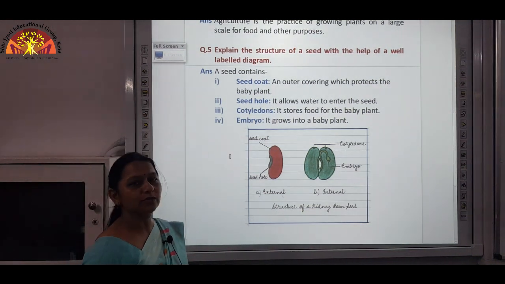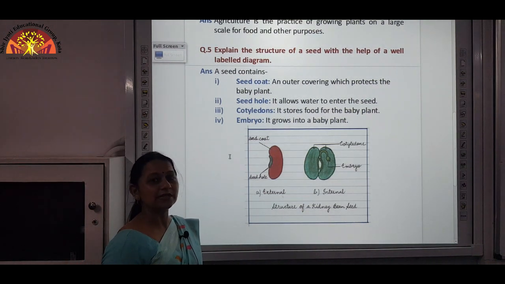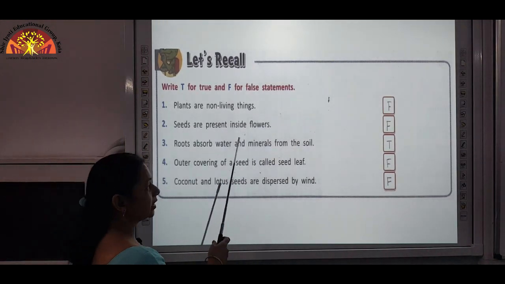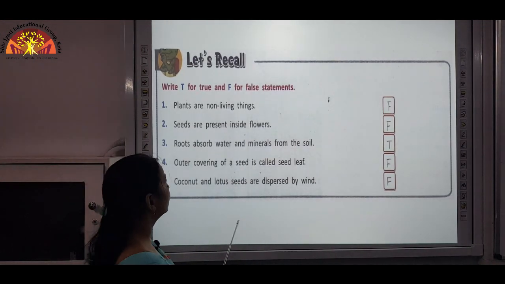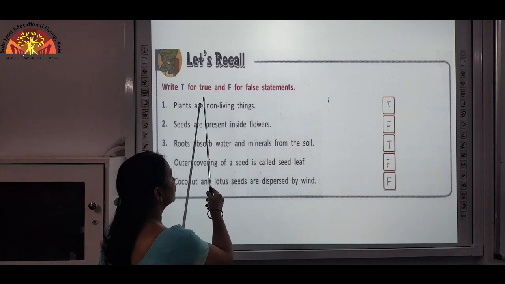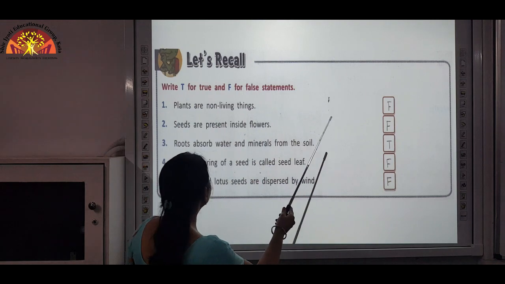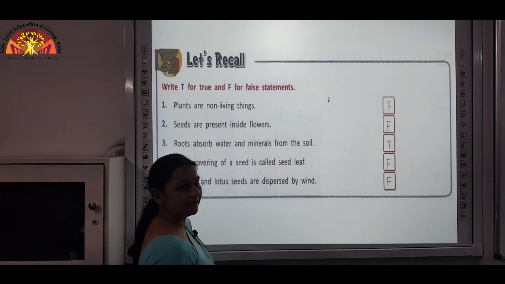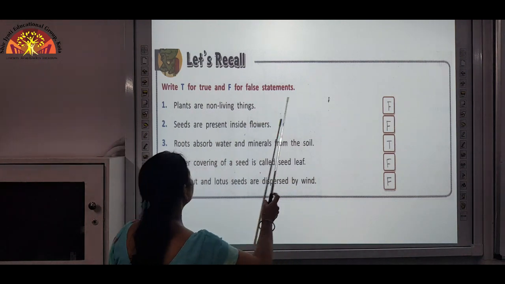Now we are going to discuss the bookwork of the same chapter. This is our bookwork on page number 10. Here we have the true and false. You have to write T for true and F for false statements. Plants are non-living things. As you know, plants are living things. So, this is a false statement.